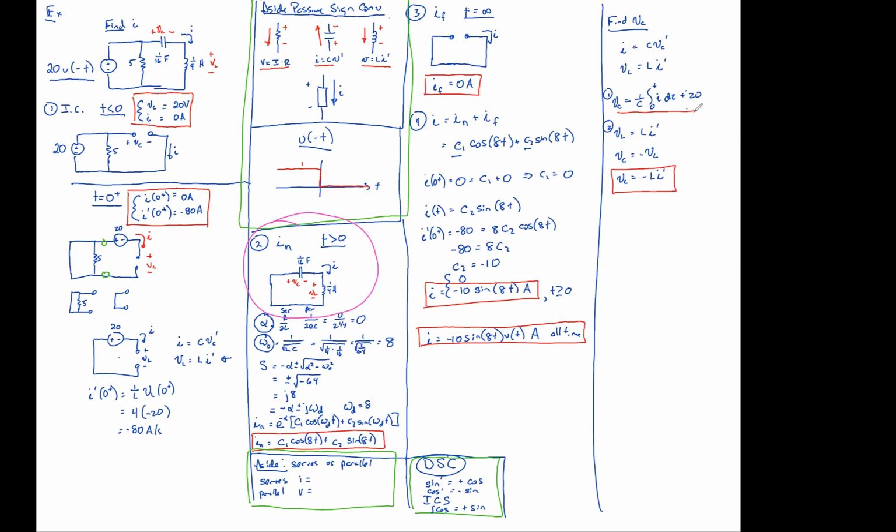Okay, any questions about any of that? This again would be true for time greater than or equal to 0. And you'd have to figure out what it was for time less than 0 by going back to your original picture for time less than 0 and reading it off. And it's pretty clear. It's 20 for time less than 0.